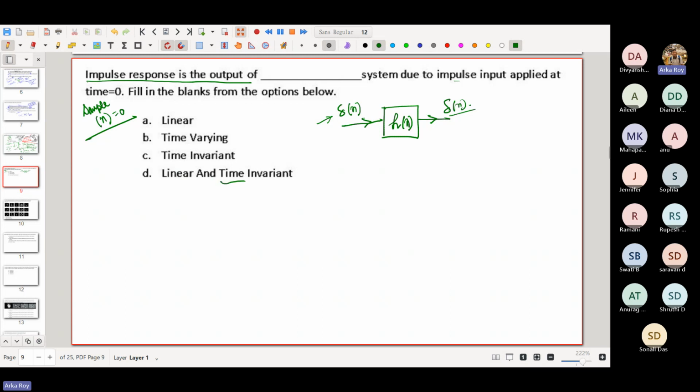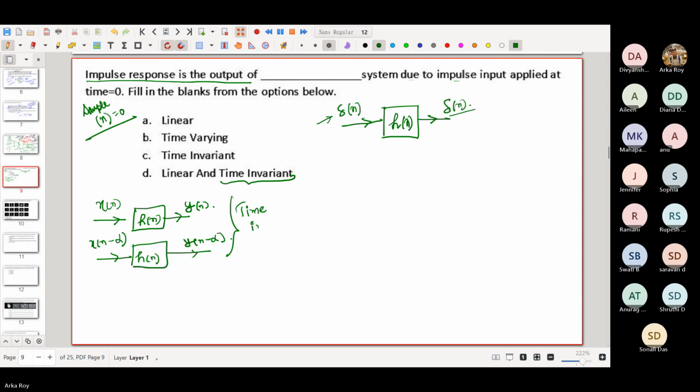Now what is the meaning of time invariancy? Time invariancy means, for example, you feed a signal x of n, the system is characterized by h of n, the output is y of n. Time invariancy means if you delay the input x of n by alpha amount, then the output will also be delayed by the same amount. That means x is delayed by alpha, y is also delayed by alpha over here. So that is basically meant by a time invariant system.